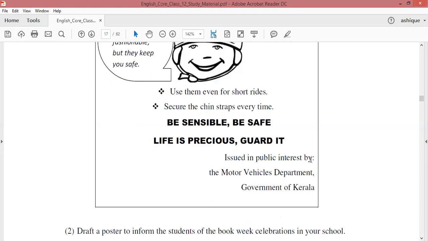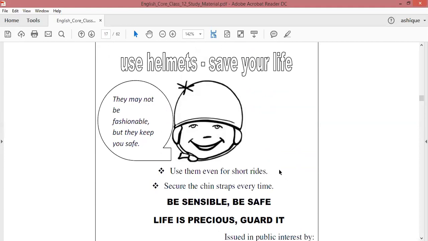Issued in public interest by the Motor Vehicle Department, Government of Kerala. You can write it down in a single line here, or as they have written, you may write in that format. Better, you may write it from the left-hand side. Issued in public interest will come on the left, and the Motor Vehicle Department, Government of Kerala, will follow after that, towards the right. Okay, so in a single line you can write it down, the Government of Kerala. This is one of the posters designed for the use of helmets.